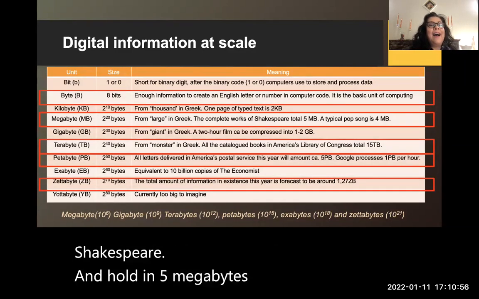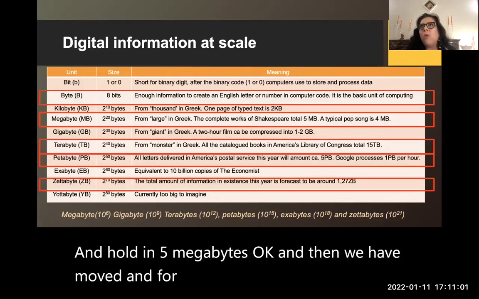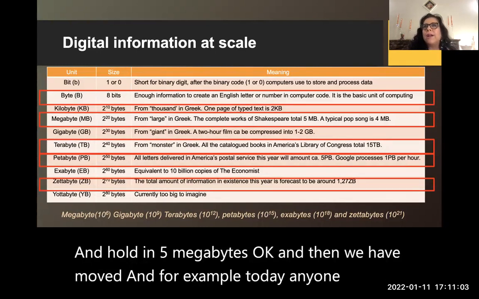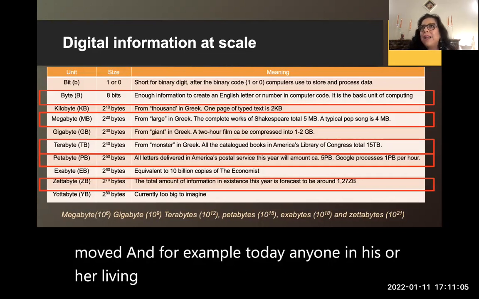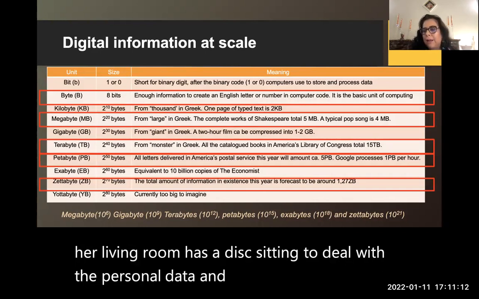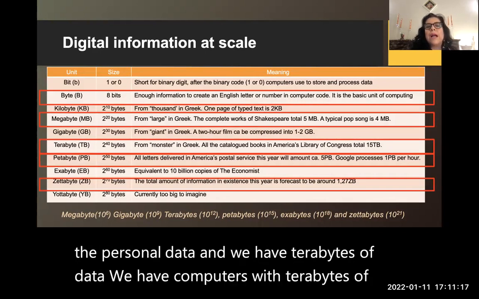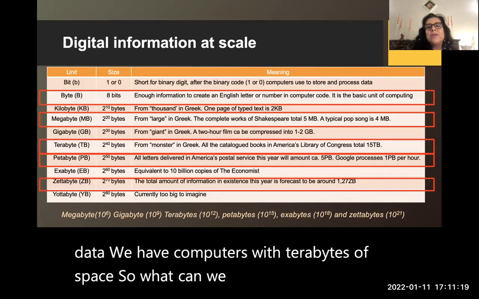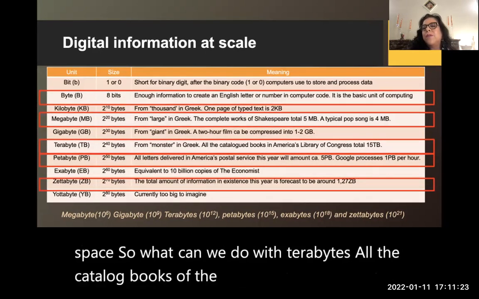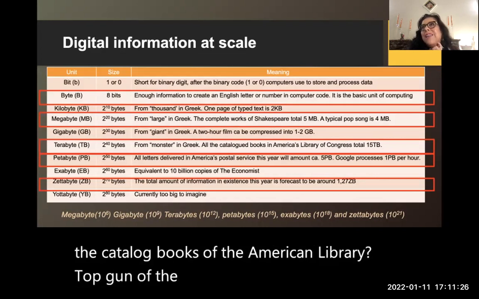Okay. Then we have moved, and for example, today anyone in his or her living room has a disk sitting to deal with personal data, and we have terabytes of data. We have computers with terabytes of space. So what can we do with terabytes? Well, all the catalog books of the American Library of Congress is a total of 15 terabytes, okay?